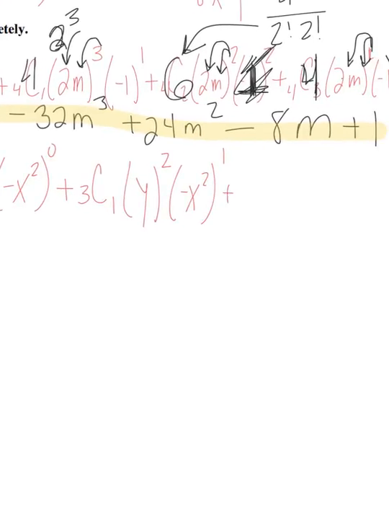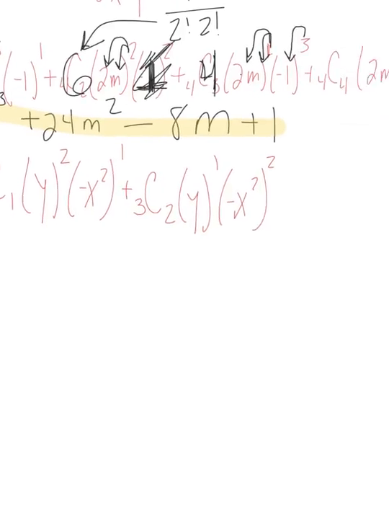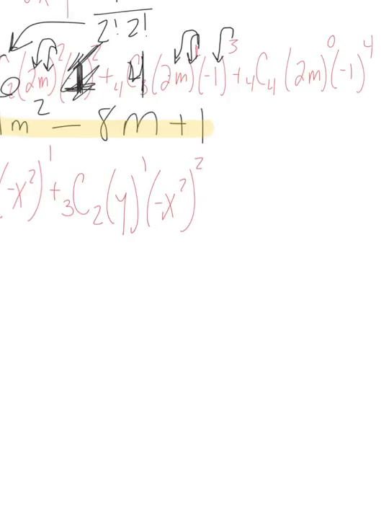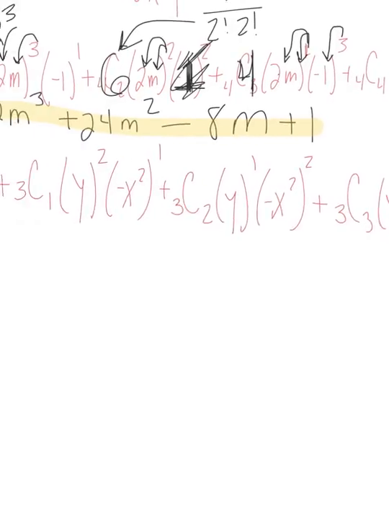I go with plus 3 choose 2 times y to the, gotta drop the power by 1, so it goes down to a 1. The negative x squared goes up to a 2. Okay, and then I move on to my last one here, plus 3 choose 3 times y to the 0 times negative x squared to the third power.